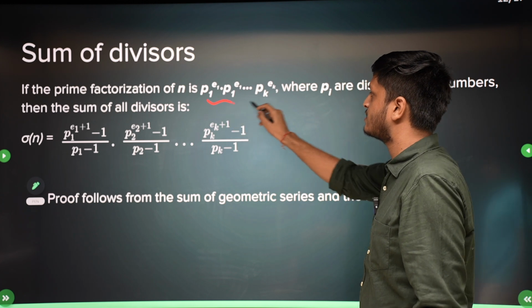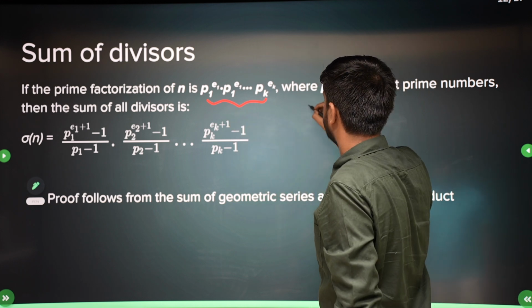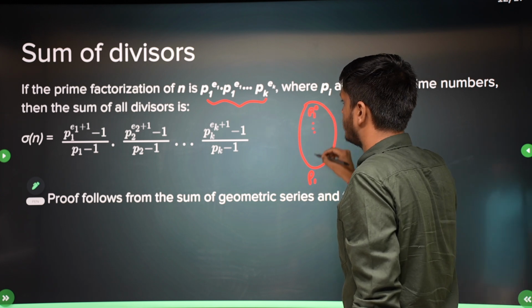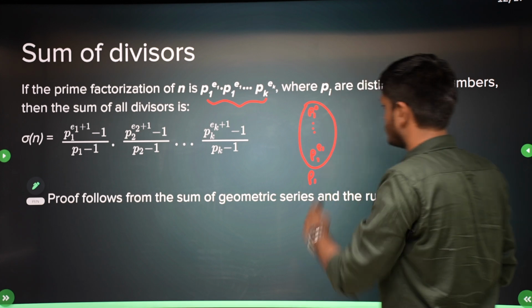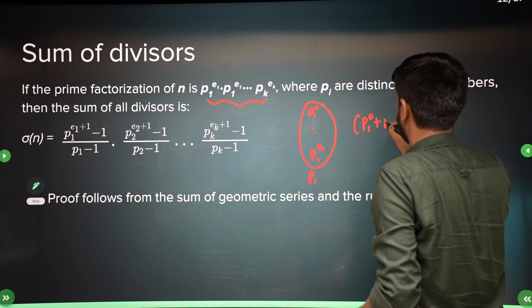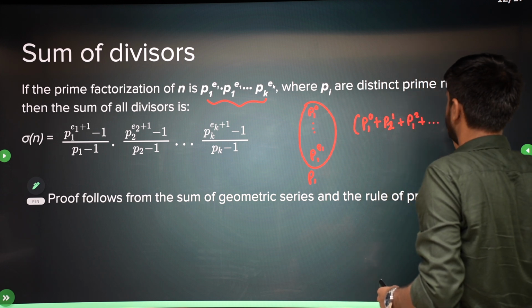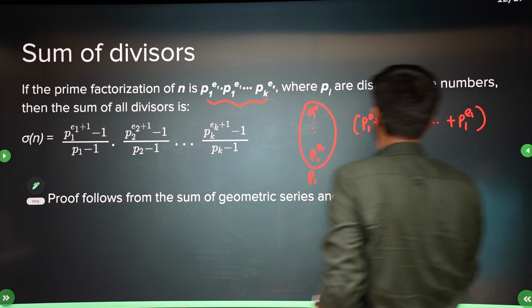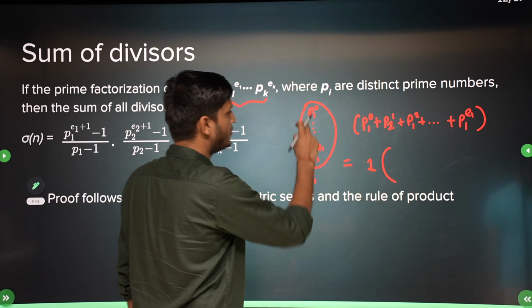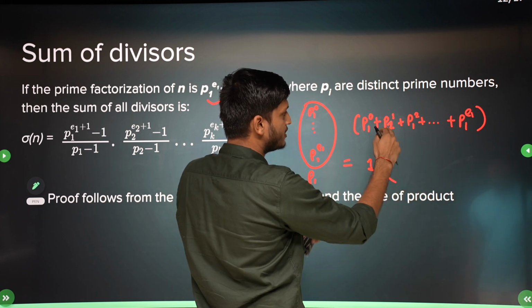If you have any number and its prime factorization is this, you have several options in P1. What will happen for the first prime number P1? You will go from P1 to the power 0 all the way up to P1 to the power E1. So let's first calculate the sum of this GP only. What is the sum of this GP? P1 to the power 0 plus P1 to the power 1 plus P1 to the power 2 up to P1 to the power E1. So it is A. A is what? The first element. The first element is always P1 to the power 0, which will always be 1 because it is a prime number to the power 0. R is what? The number which we are multiplying every time, which is P1 here.